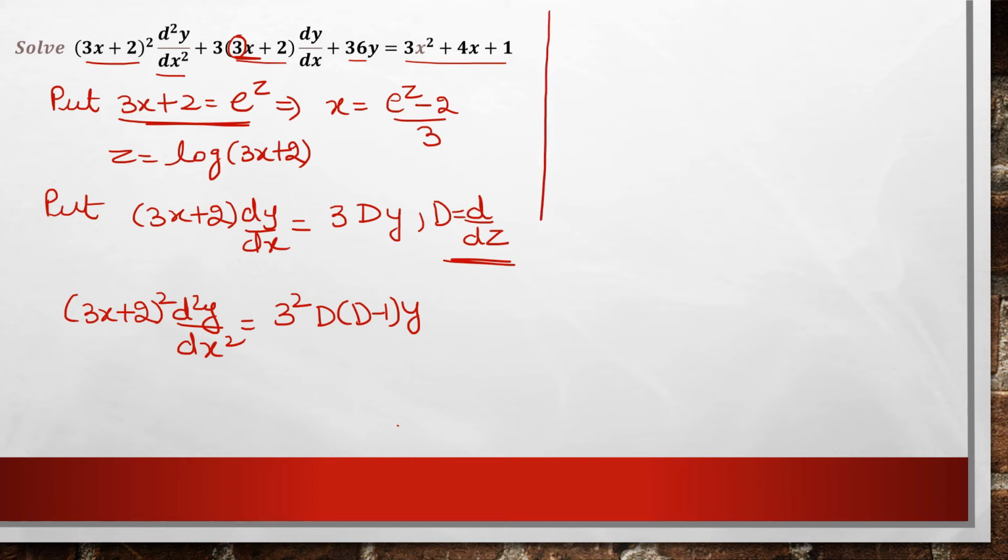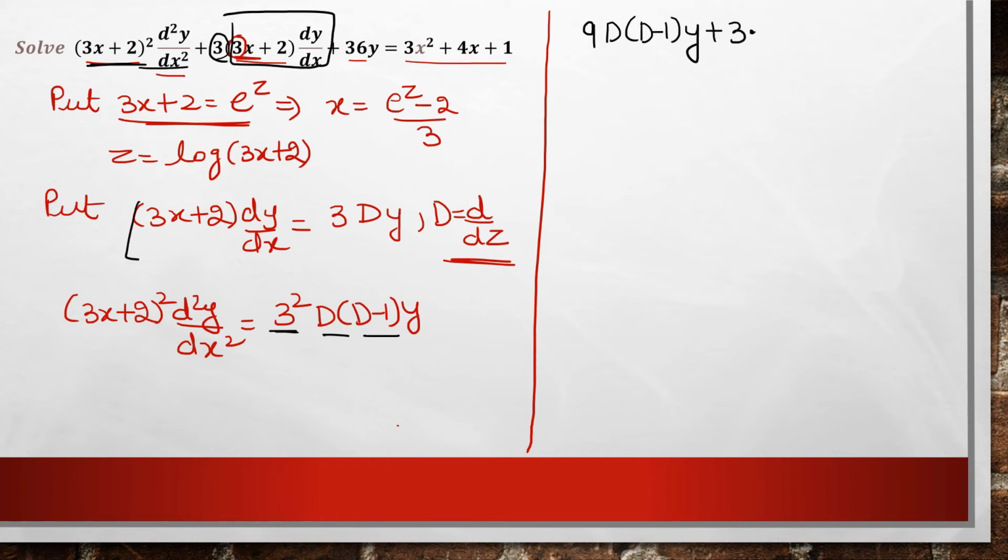Now make these substitutions and let's check what we are getting. Here this is equal to 9D(D minus 1) y. Then this 3 as such, and this thing equals 3 D y. So 3 capital D y plus 36y.